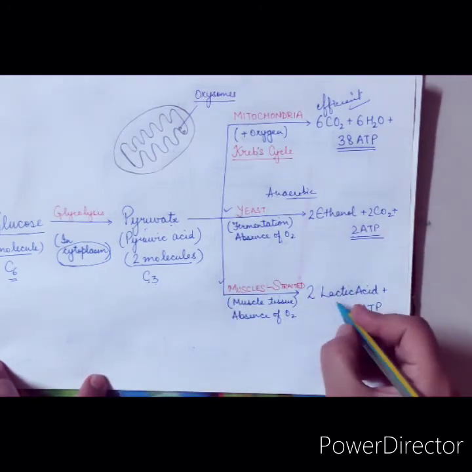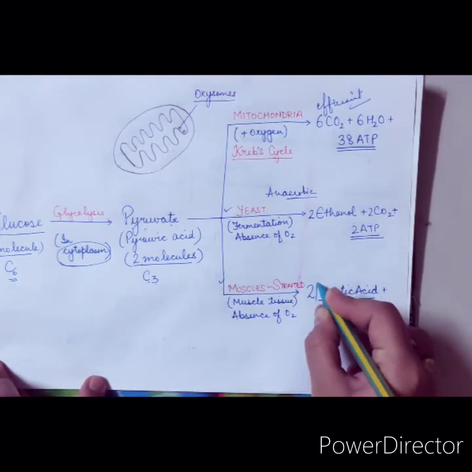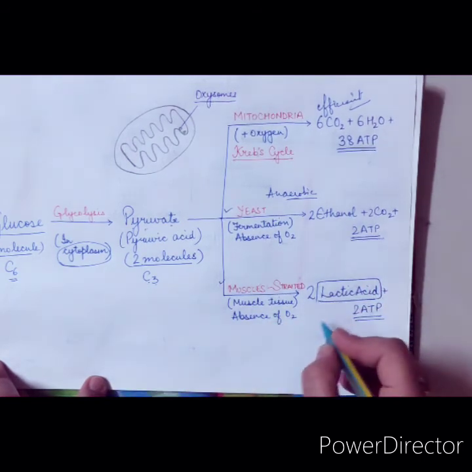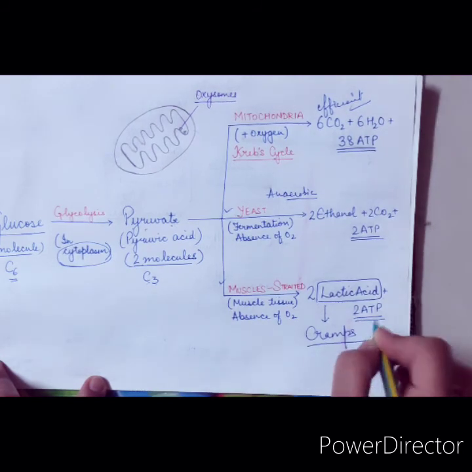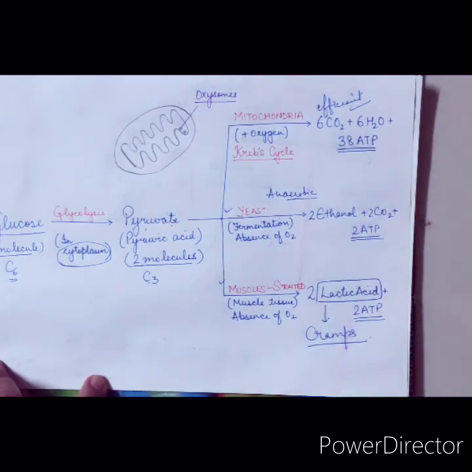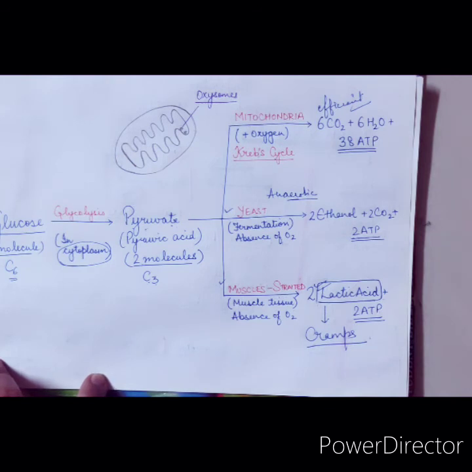Now this lactic acid, if stored in the muscles for a very long duration of time, gives rise to cramps. So you would have often experienced that after a very long walk you feel tired and there are cramps in your legs, you need to take rest. This cramping sensation is because of the formation of this lactic acid, because we are taking more work from our muscles without letting them relax.